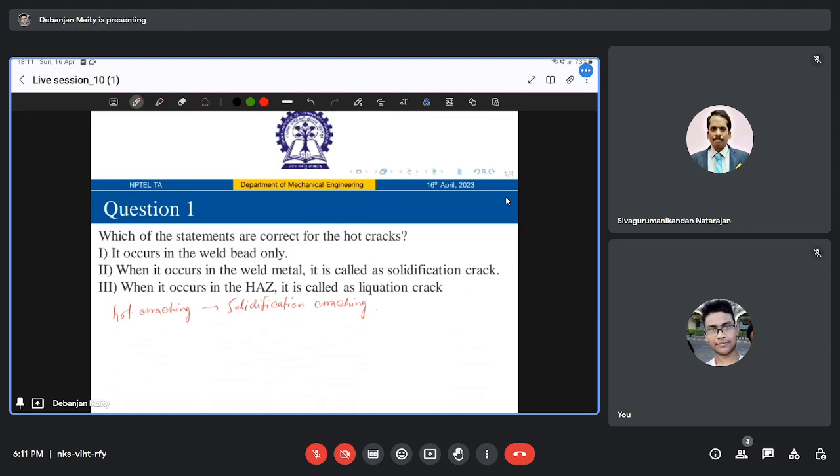So hot cracking is also called solidification cracking, as I was mentioning. This is observed frequently in casting or any kind of ingots, and also occurs in fusion welds. What are the characteristics of such cracking? These can be intergranular in nature. What does that mean? It is called intergranular because it occurs along the grain or subgrain boundaries.